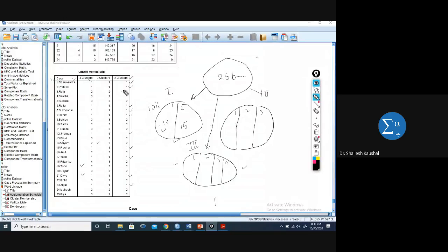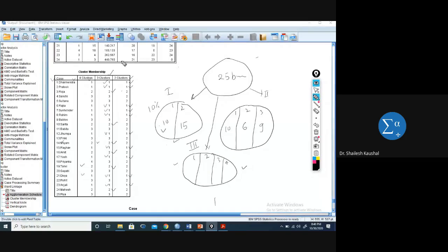In the 3 cluster solution, in the first cluster there are 10 people, and in the second cluster, how many people? 1, 2, 3, and 4, 5, 6, so 6 people will come in the second cluster. And in the third cluster, 25 minus 16 means 9 people.